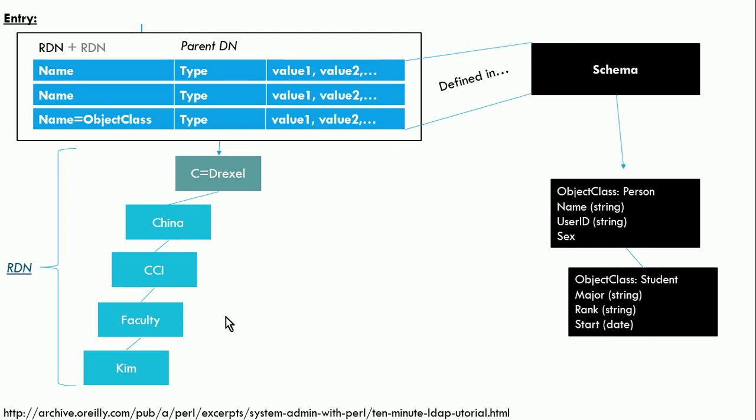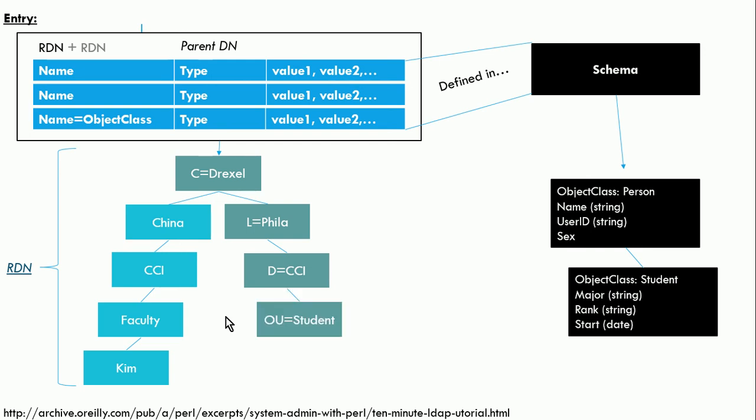And then within each one of those, I can have attributes. So Kim can have attributes. Those attributes are inherited from faculty, which is a type of person, which inherits attributes from CCI, which is the college, which inherits attributes from China, which inherited attributes from Drexel, for example, and probably a very limited set of attributes. Likewise, I could have another entry where the location is Philadelphia, the department is CCI, the organizational unit might be student, and the name is Sarah.